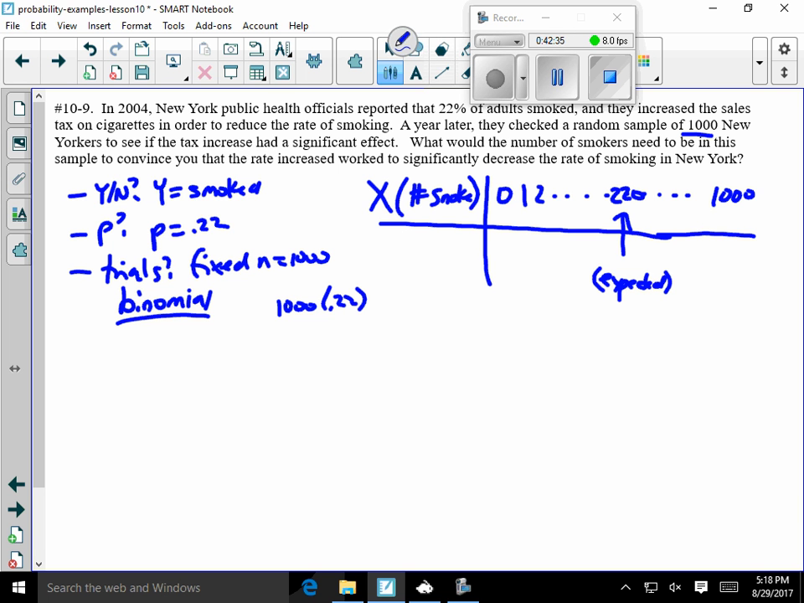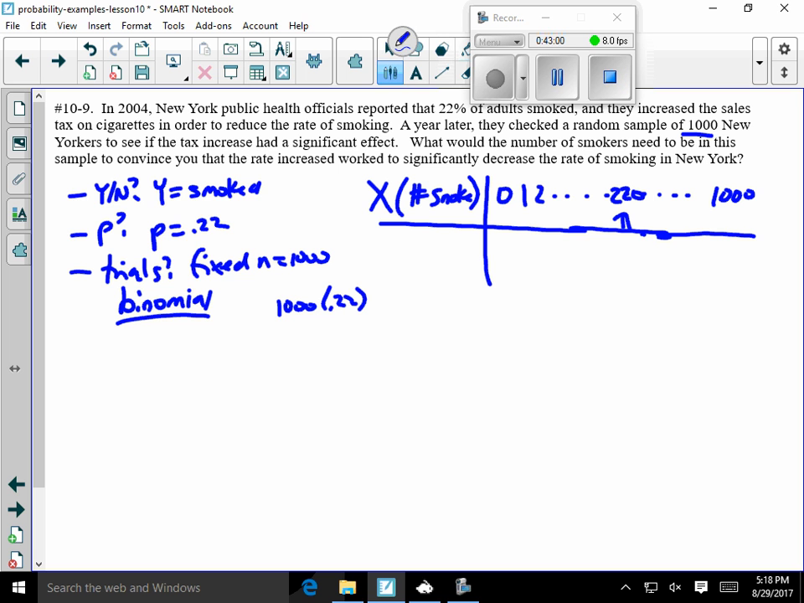The question is how low would the number have to decrease to before we would be able to say, yeah, I'm pretty sure this worked, right? In other words, what if this decreased to, say, 100? Would that be enough? Could it decrease to just 200? Something like that?